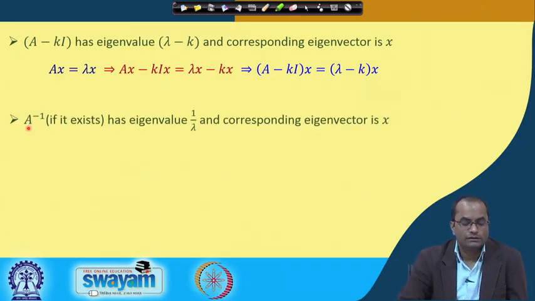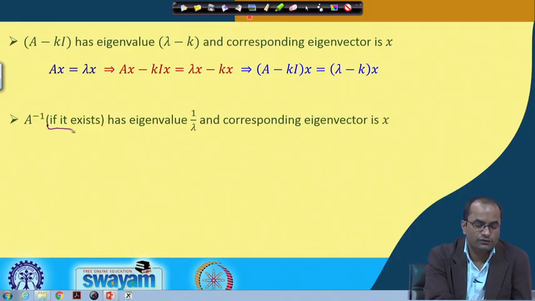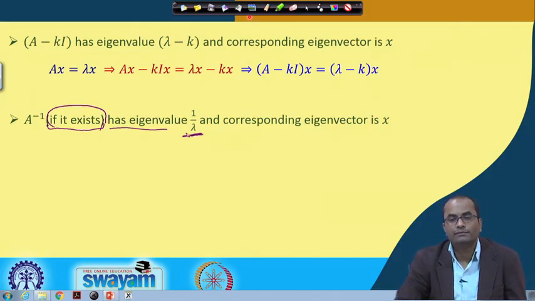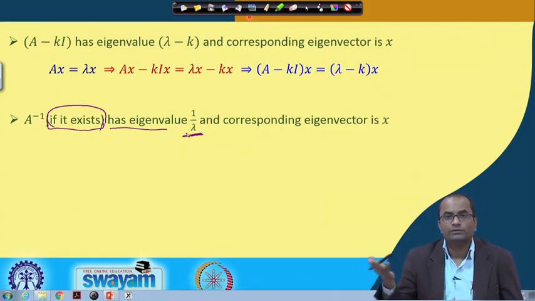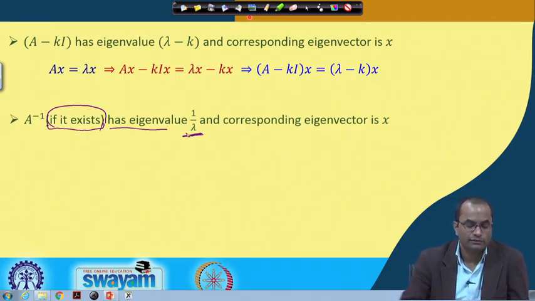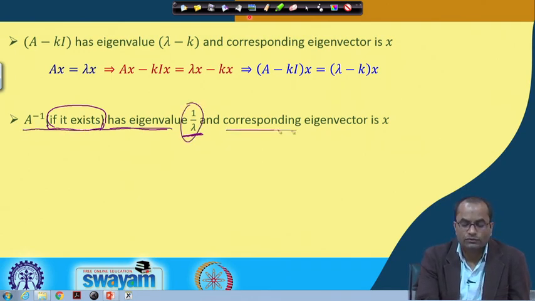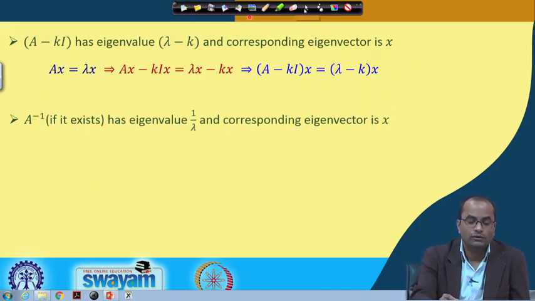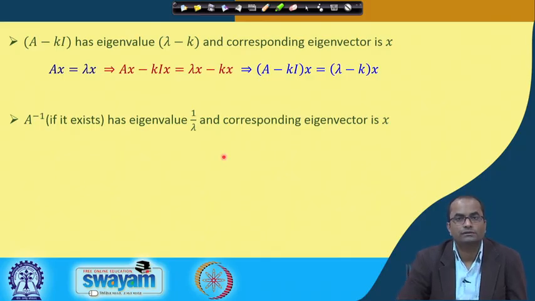And A inverse is again important here, that if it exists, of course, only then are we talking about this result. So, if A inverse exists for a matrix, then A inverse will have eigenvalues 1 over lambda. If we have lambda 1, lambda 2 as eigenvalues of A, then A inverse will have 1 over lambda 1, 1 over lambda 2 as eigenvalues. The corresponding eigenvector will be x. So, the eigenvector will not change, only the eigenvalue will change for this inverse matrix.